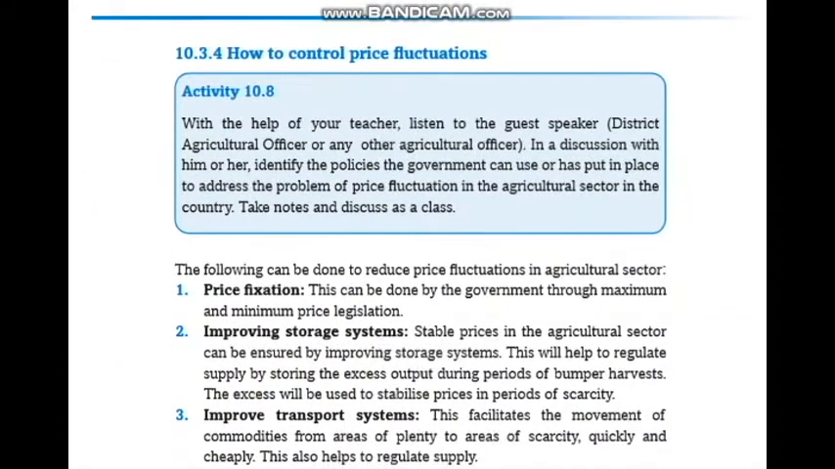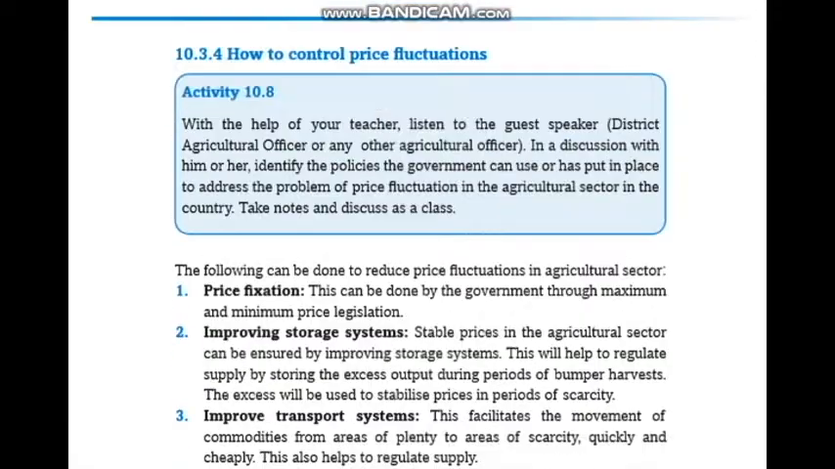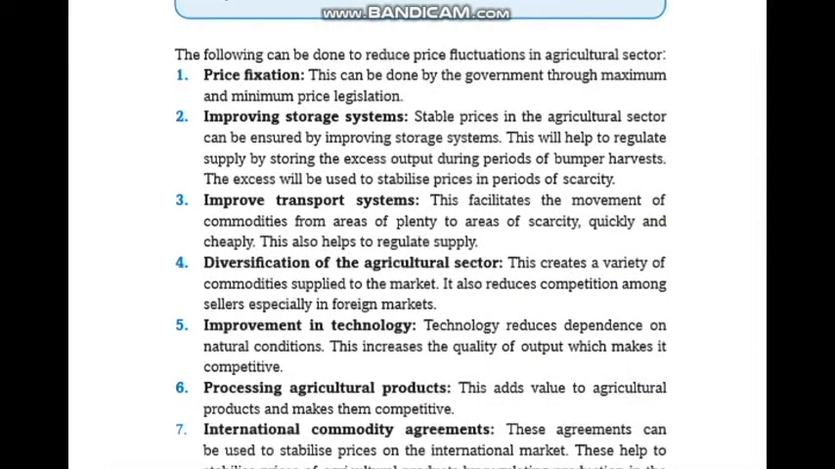How to control price fluctuation then? In controlling price fluctuation, the following can be done to reduce price fluctuation in agricultural sectors. One, price fixation. This can be done by the government through maximum and minimum price legislation.